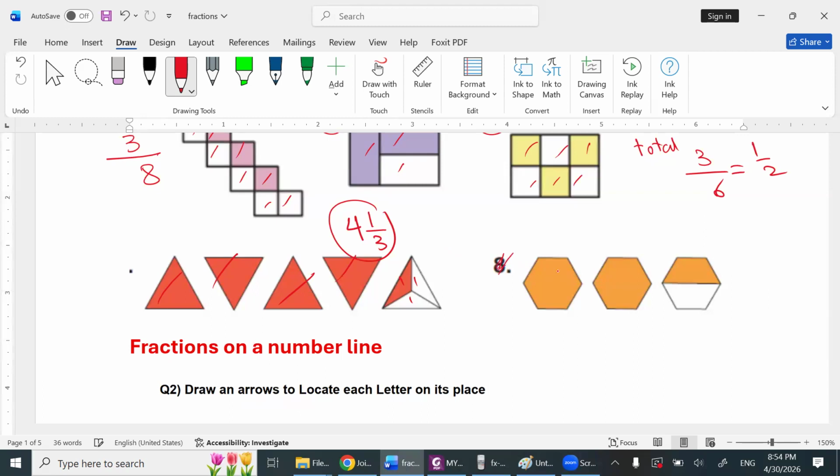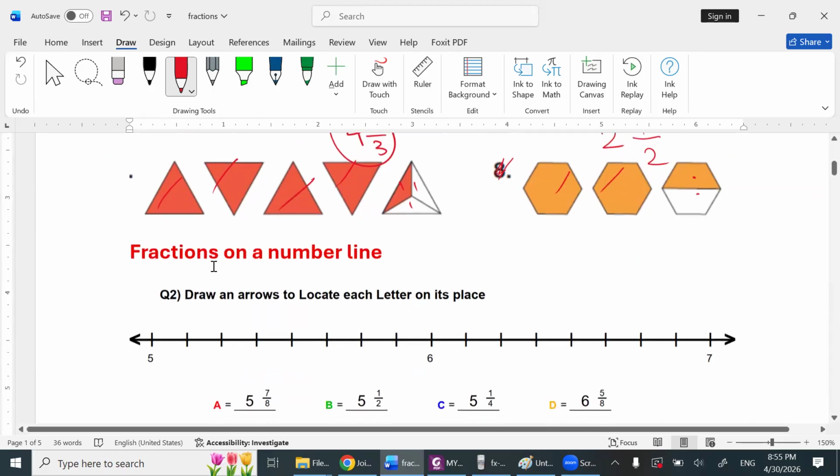On question number 8, we have 2 whole numbers, 2 complete shapes, and the fraction here, or the parts here, we have 2 equal parts and 1 shaded. So we have 2 and 1/2.